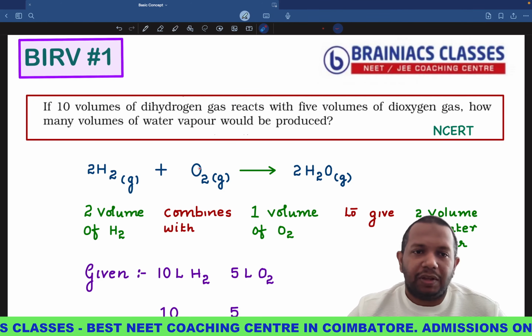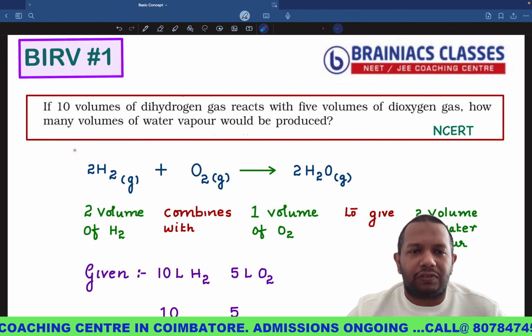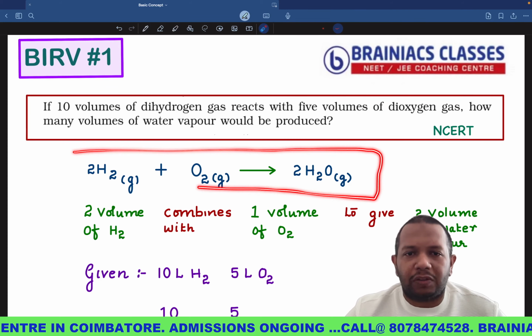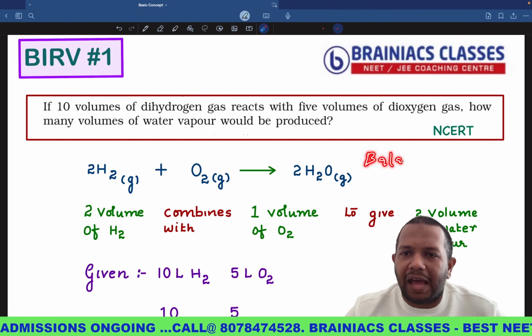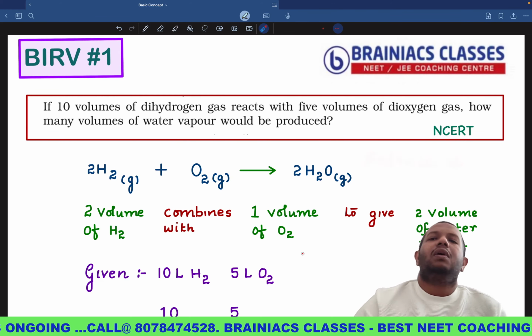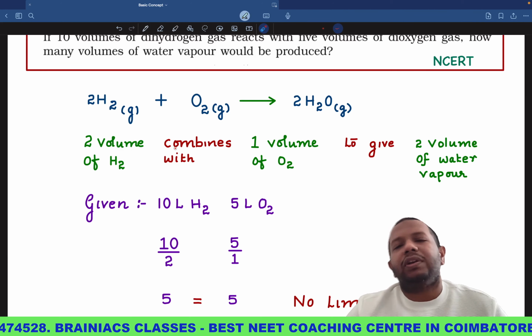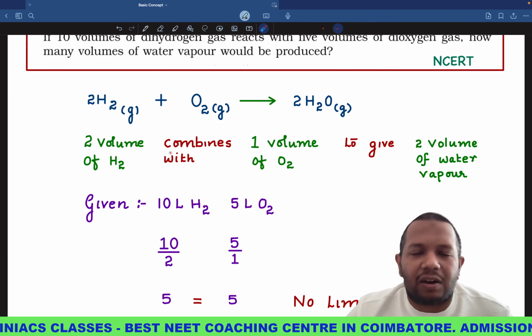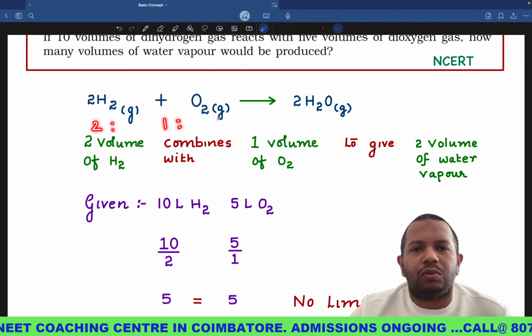This is the question. Here hydrogen combines with oxygen to form water. So first write down the equation, H2 plus O2 gives H2O. Then balance it, very important. Once you have balanced it, write down the stoichiometric ratio, or we can do it directly with respect to Avogadro's concept. You can note down the stoichiometric ratio, 2:1:2.